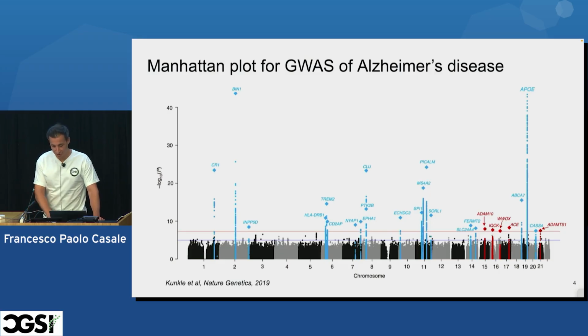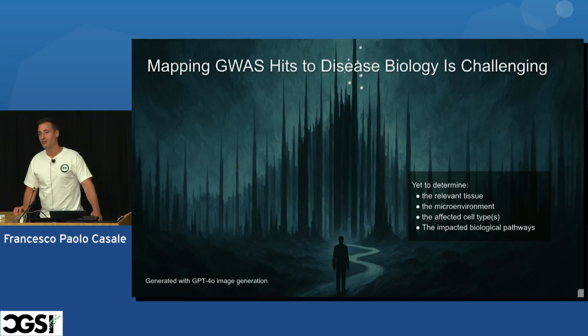But the challenge here is really how to go from these lists of genes and variants to actual disease biology. Because even if we now know which regions are associated, we still don't know what's the right tissue, what's the cell state, what's the cell type, and what's the functional mechanism through which this variant ultimately affects disease.